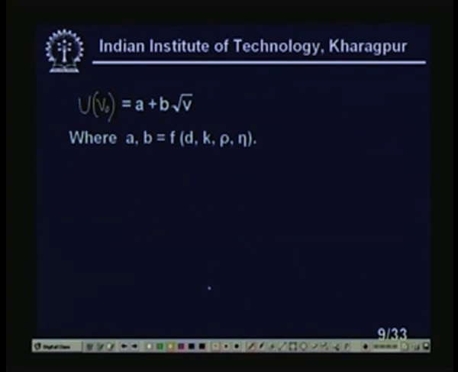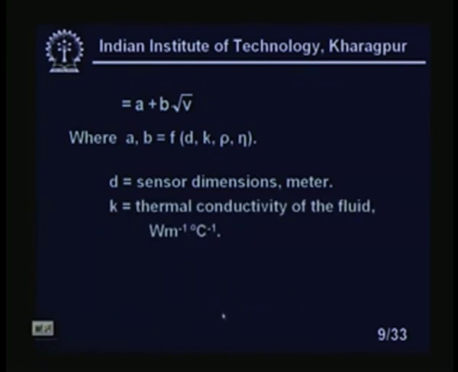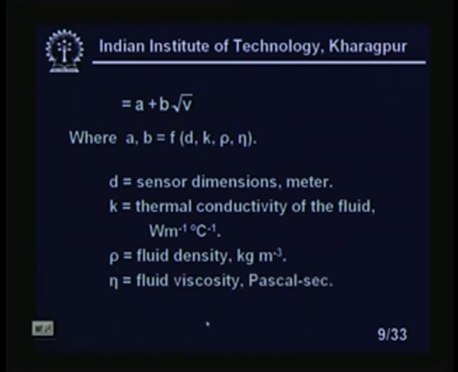This will be discussed. See here, next is, let us come here, where d is the sensor dimensions, that is in meter, k is the thermal conductivity of the fluid, which is in watt per meter per degree centigrade, rho is the fluid density, that is in kg per meter cube, and eta is the fluid viscosity, that is in Pascal second, right. For the sake of the SI units, we are using Pascal second, even though in the industry you will still find people using the terms centipoise, poise and all those things. Since we are following the SI unit, the SI unit of the viscosity is the Pascal second.